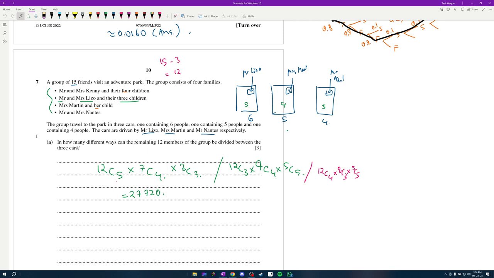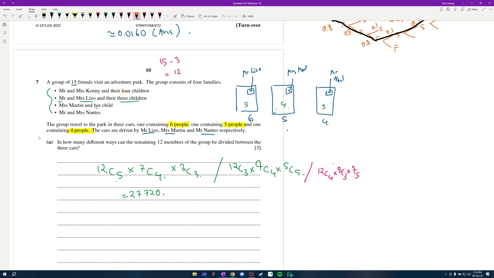So we have 12 people left. So the cars, how many seats do they have? One containing 6, one containing 5, one containing 4. Okay. So this car has 6 seats in total, but the driver is already there, so you have 5 seats left. Here you have 4 seats left. Here you have 3 seats left. So it's going to be 12C5 times 7C4 times 3C3.